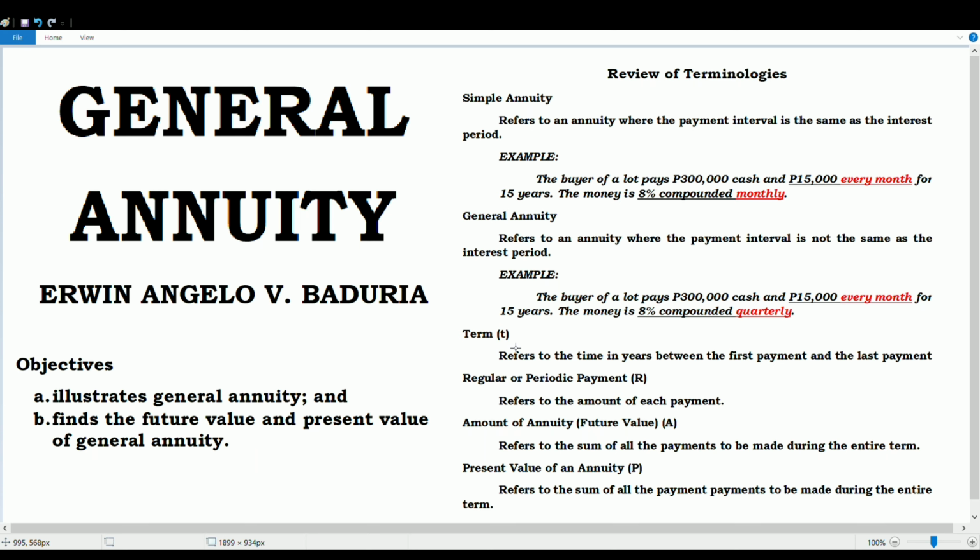Term is denoted by lowercase letter t. This is in years, that is between the first payment and the last payment. Regular payment or periodic payment is denoted by R. Amount of annuity is denoted by A, and the present value is denoted by P.